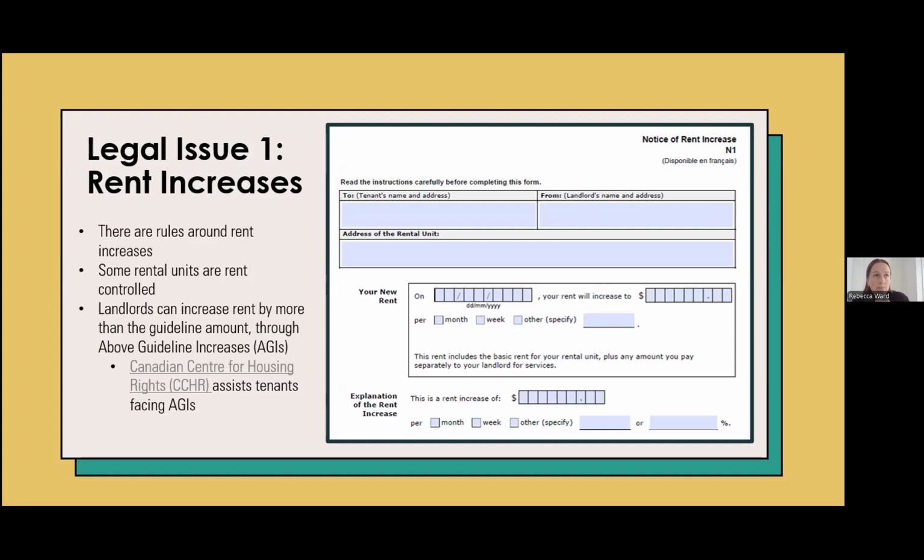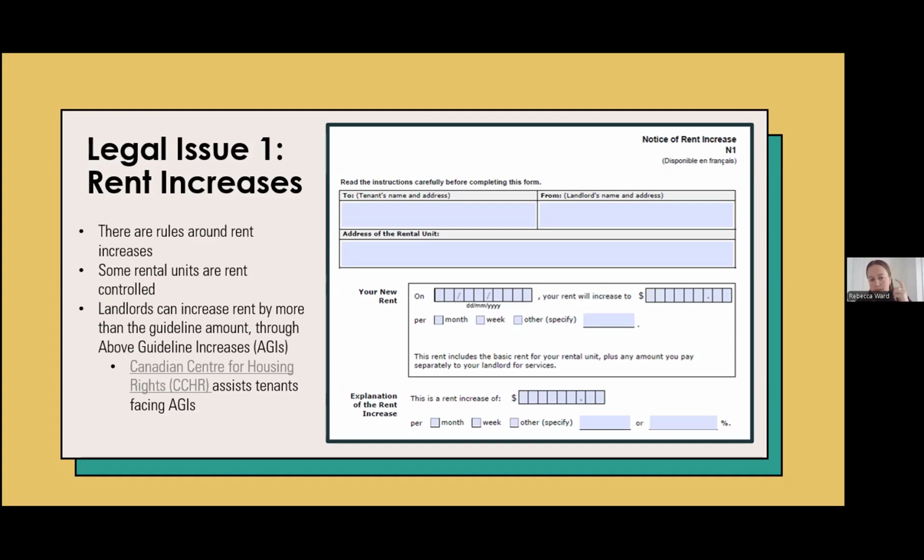Or in the case of above guideline increases, often they take a couple of years to get processed. And so often tenants will receive letters a couple of years down the line saying, hey, your landlord was just approved for an above guideline increase in October 2023. So you now owe us 2 years worth of retroactive rent. So above guideline increases are really unfair for tenants, and there's advocacy happening in the province to restrict and to get rid of above guideline increases.